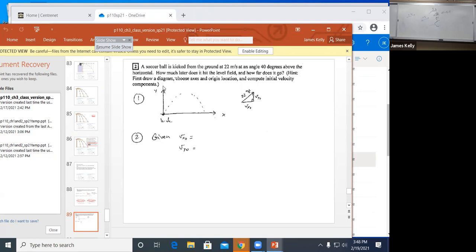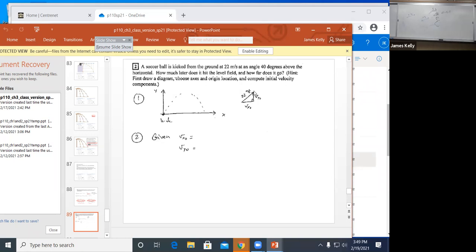You can see I've chosen horizontal and vertical X and Y axes, and for convenience I chose the origin to be where it was kicked from. It makes sense to take just after the kick as initial and just before hitting the ground as final, because those have to do with what we're interested in. In the kinematics equations, Vx initial and Vy initial, the initial X and Y velocities, appear in lots of places. The initial velocity was neither all along X nor all along Y, but at an angle of 40 degrees at 22 meters per second.